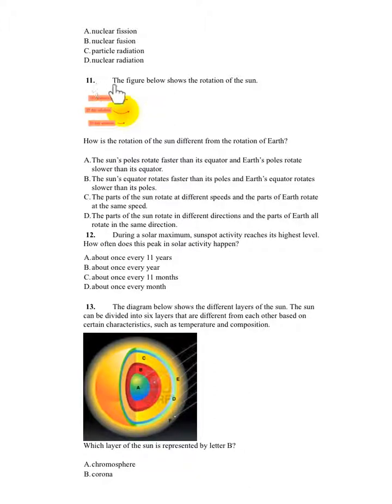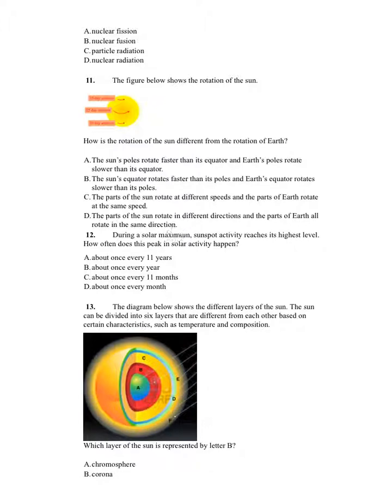Number 11. The figure below shows the rotation of the sun. How is the rotation of the sun different from the rotation of the earth? A. The sun's poles rotate faster than its equator, and the earth's poles rotate slower than its equator. B. The sun's equator rotates faster than its poles, and the earth's equator rotates slower than its poles. C. The parts of the sun rotate at different speeds, and the parts of the earth rotate at the same speed. D. The parts of the sun rotate in different directions, and parts of earth all rotate in the same direction.